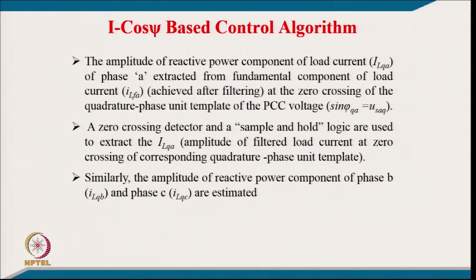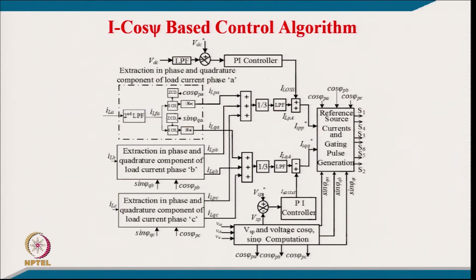You can call it the amplitude of the reactive component of current of phase A, extracted from the fundamental load current after filtering at zero crossing of the quadrature component here. A zero crossing detector and sample and hold logic are used to extract ILAQ, that is the amplitude of the filtered load current at zero crossing, which is the quadrature component, and similarly the amplitude of the reactive component for phases B and C is calculated. So here we use the logic and the zero crossing of the voltage also.